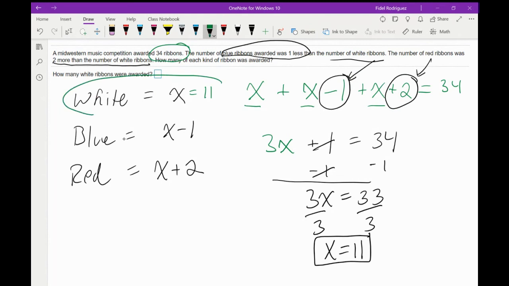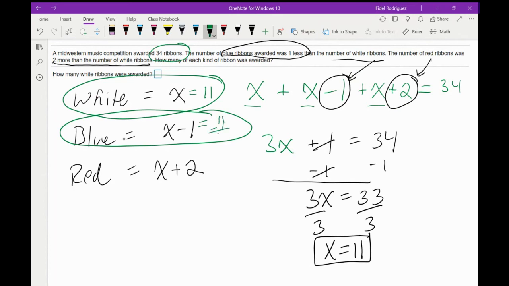So this is the number of white ribbons. The number of blue is going to be, if it's 11 minus 1, that's going to be 10. So we'll have 10 blue ribbons. And if it is 11 plus 2, this would be 13 red ribbons, right? Okay, so we have 11 white, 10 blue, and 13 red.